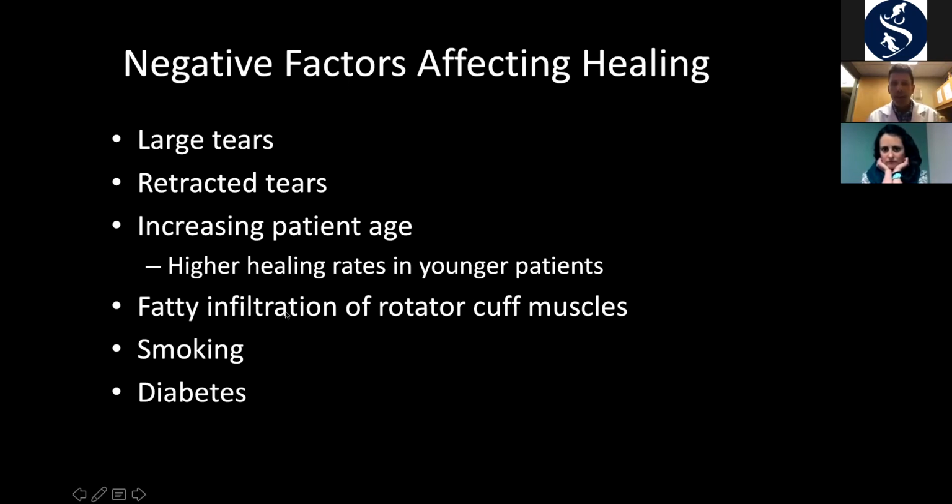And then if there's fatty infiltration of the muscle, we can sometimes get the tendon to heal, but people will still be weak. They might even still have some pain. So we want to get to these before you get to that point. Smokers, diabetics, unfortunately, they have a higher risk of not healing rotator cuff repairs.